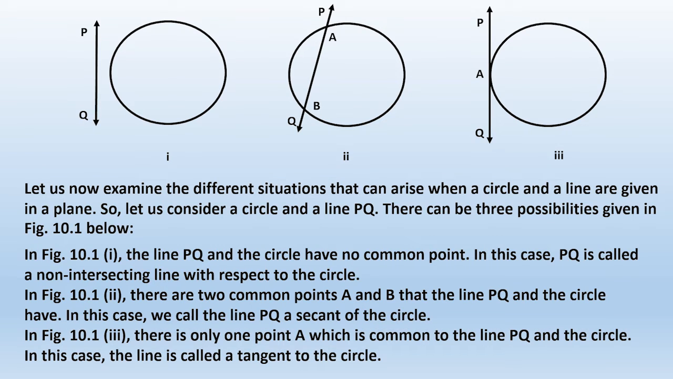Second, the line PQ and the circle both have two common points A and B. In this example, the line PQ is referred to as a secant of the circle. Third, there is only one point A that is shared by the circle and line PQ. The line is referred to as a tangent to the circle in this example.